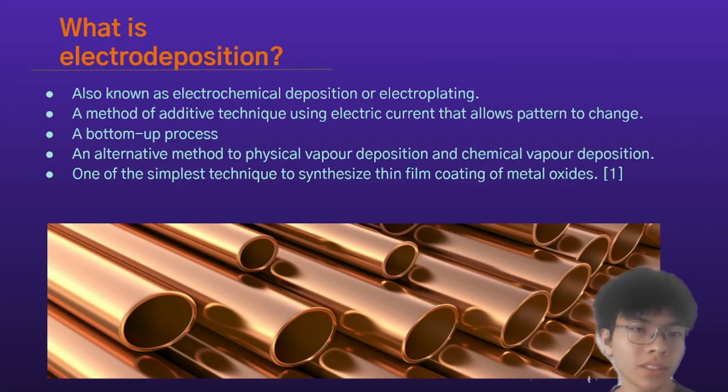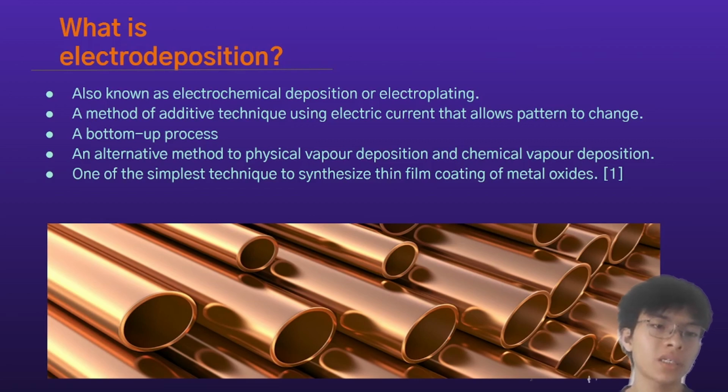So what is electrode deposition? It is a method of additive technique that utilizes electric current as a medium for the deposition process to occur. Electrode deposition is an alternative method to physical vapor deposition and chemical vapor deposition. It is a bottom-up process, which means that it builds up the material from a smaller size to a larger size. And finally, electrode deposition is one of the simplest and oldest techniques to synthesize thin film coating of metal oxides.